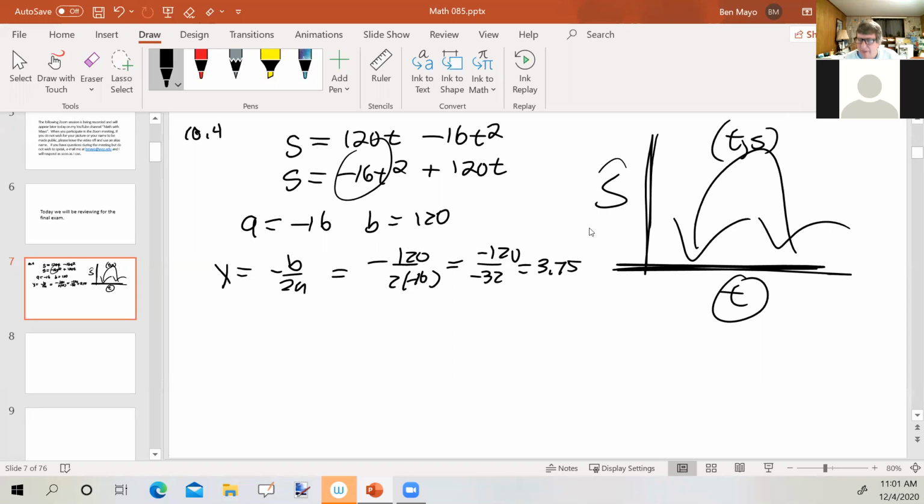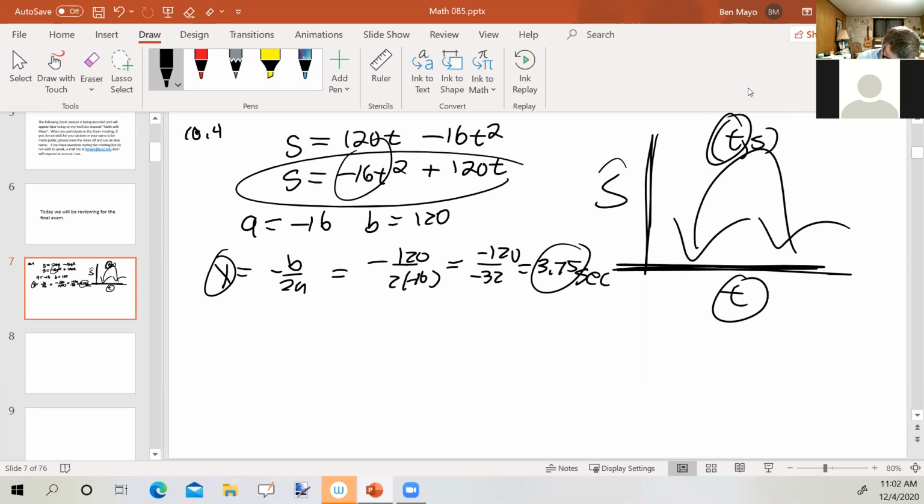Okay, so what is that? That's the time at which it reaches its maximum height. So the question said, how long after being fired? So 3.75 seconds after being fired, it will reach its maximum height. What is that maximum height? Well, we've got to find the vertex. We know that the T value, and this says x, but it's the same thing as using T, is 3.75 seconds. So we're going to take that and put it in here.